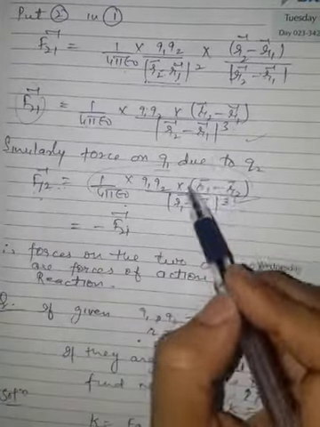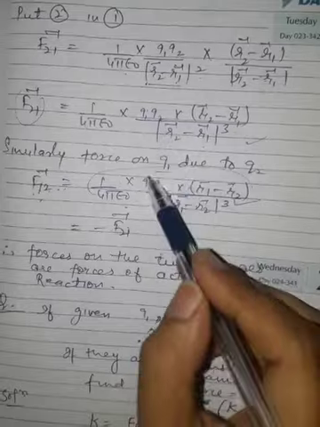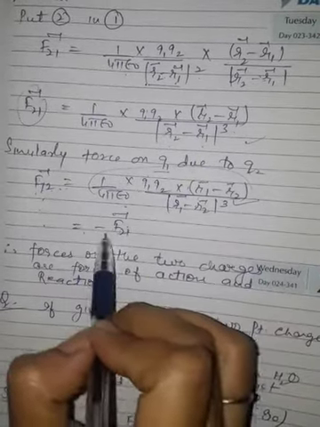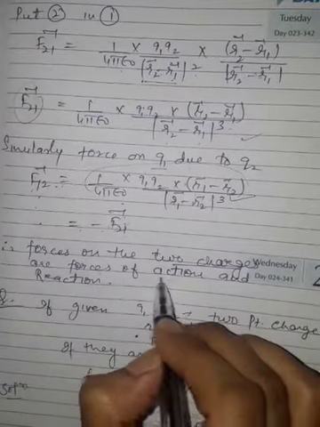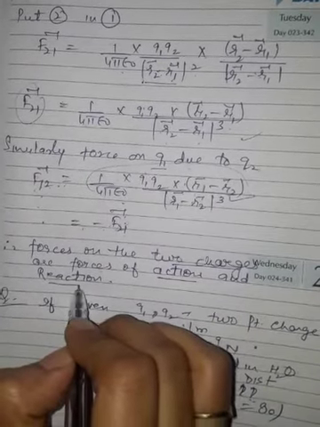Now see them clearly. F21 and F12. What is the difference? They are equal and opposite. Yes. So F12 is equal to minus F21 vector. That is, the forces on the two charges are the forces of action and reaction. They follow Newton's third law.